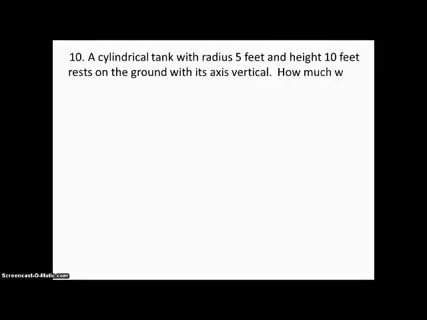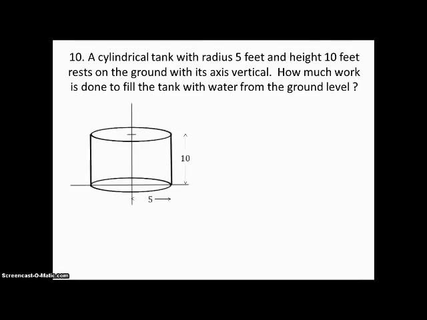Number 10. A cylindrical tank with radius 5 feet and height 10 feet rests on the ground with its axis vertical. How much work is done to fill the tank with water from the ground level? Okay, so here's my picture of the tank. Ground level is going to be the x-axis. And you can think of the water as being pushed up into the cylinder in slabs, cylindrical slabs.